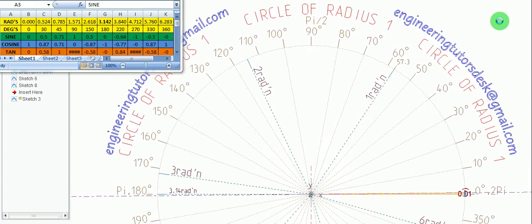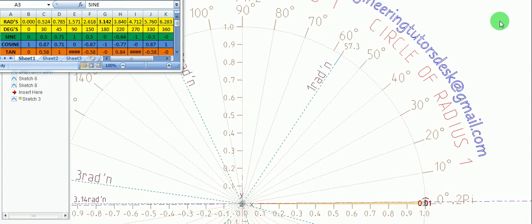A unit circle is a circle with its radius equal to 1 unit. 1 unit can be either 1 millimeter, 1 centimeter, 1 foot, 1 meter, 1 kilometer, or 1 mile. Here, the unit of measurement is least bothered.